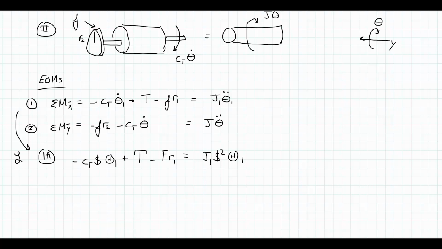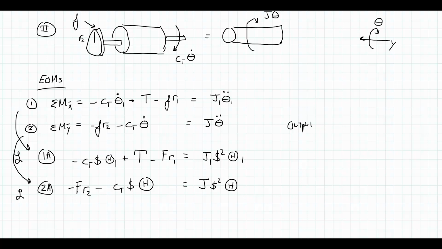Now I can get 2a, again by doing a Laplace transform from 2 to get to 2a. I have negative FR2. Once again, that small f goes to capital F because I'm in the frequency domain, times R2 minus CTS capital theta. So the theta dot goes to S times theta, and the lowercase theta goes to uppercase theta because it's now in the frequency domain. Equals, on the right-hand side, JS squared theta, and again, capital theta there.